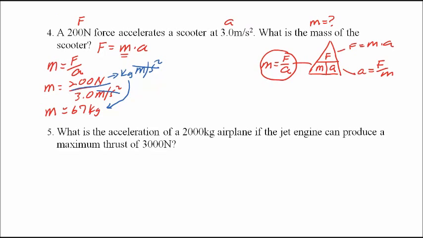All right, next question. Let's take a look at number 5. What is the acceleration? Now in this case we're looking for the acceleration of a 2,000 kilogram airplane. That's a mass. If the jet engine can produce a maximum thrust, and the thrust is a force, you see it's measured in newtons, of 3,000 newtons. So this is the force. So here we're given the force, we're given the mass, and we're asked to find the acceleration.